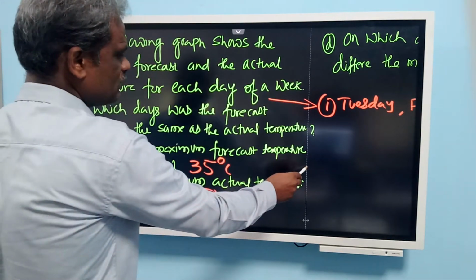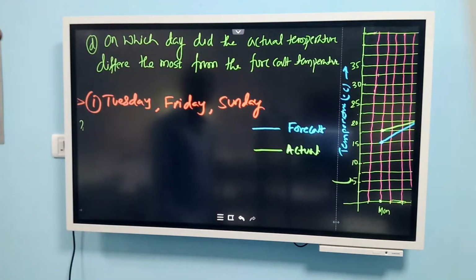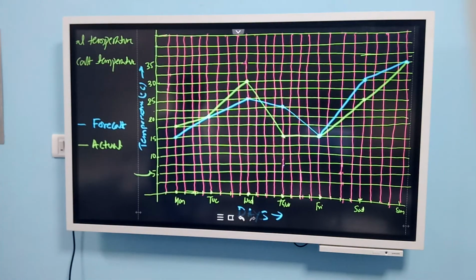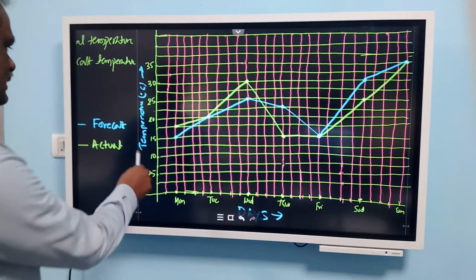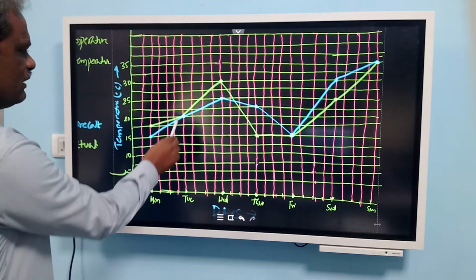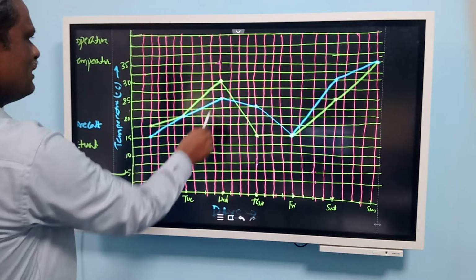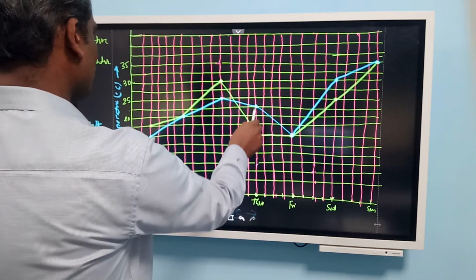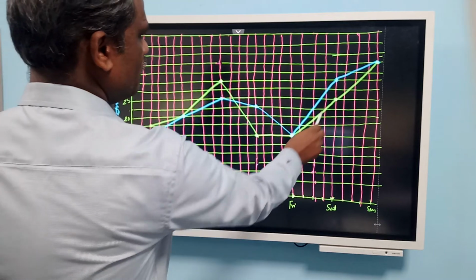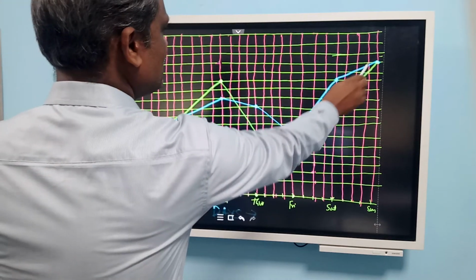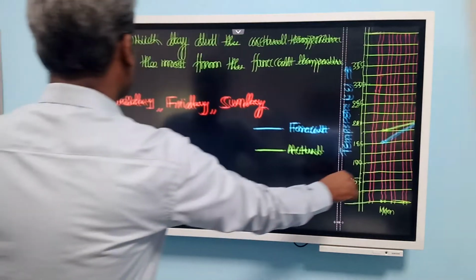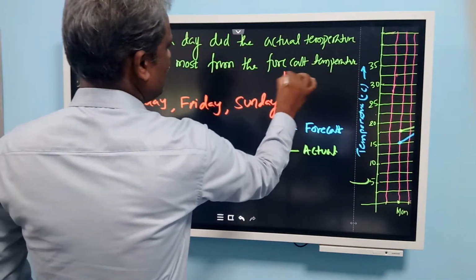Then come to the fourth question here. On which day did the actual temperature differ the most from the forecast temperature? The difference is more. The first day, you look at this, here only 2.5. Here same. Here it is 5 degrees Celsius. Here you can see 15 degrees and here 22.5, that is 7.5. Here same. Here only 5 degrees Celsius, the same. So here you can see the maximum difference. It is on Thursday. So the answer to this question is Thursday.